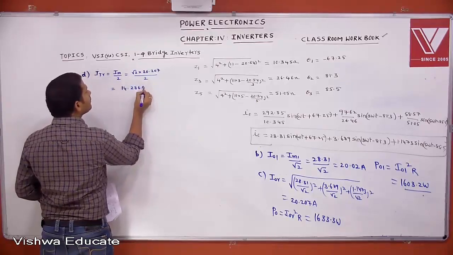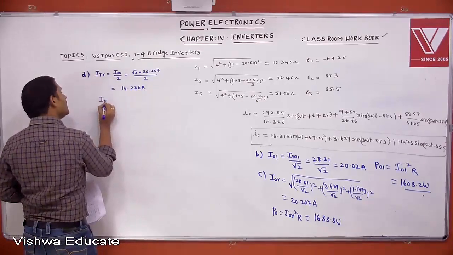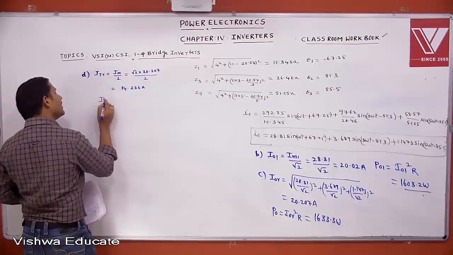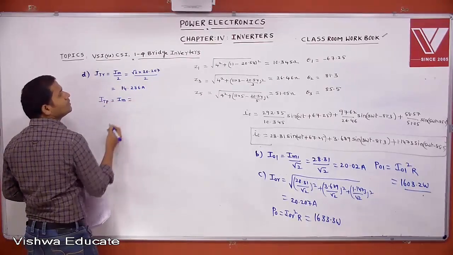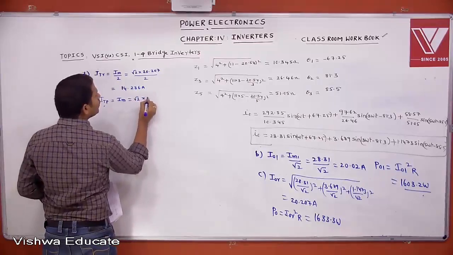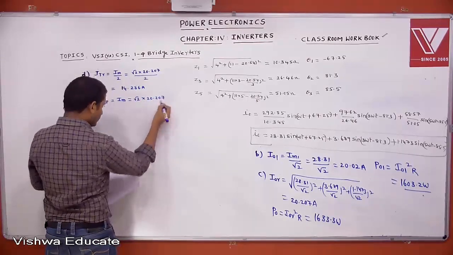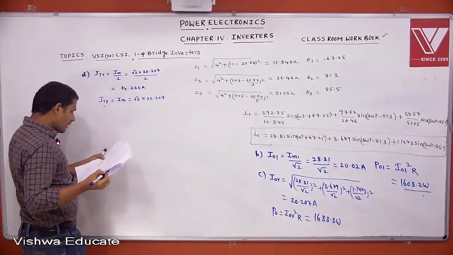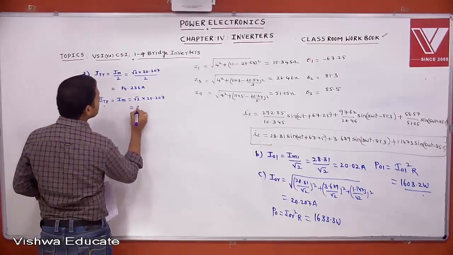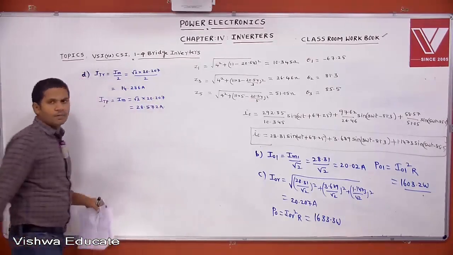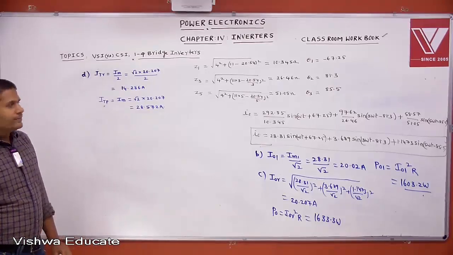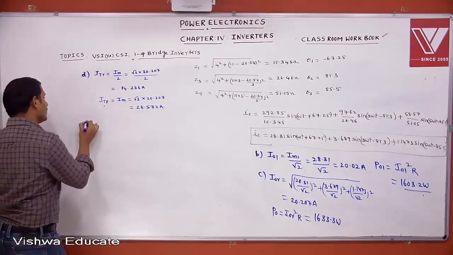What is the peak value of each thyristor current? The peak current is nothing but the maximum current of the load current only. This is Im, root 2 into 20.207. How much you can get? Peak current 28.572 amperes. Okay, this is question number D.